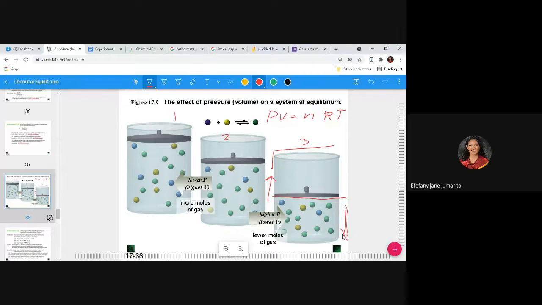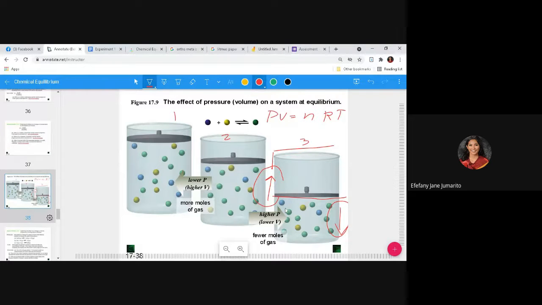Just by looking at this one, we can check that the relationship of P and V is inversely proportional, because we have higher pressure and lower volume. Okay.